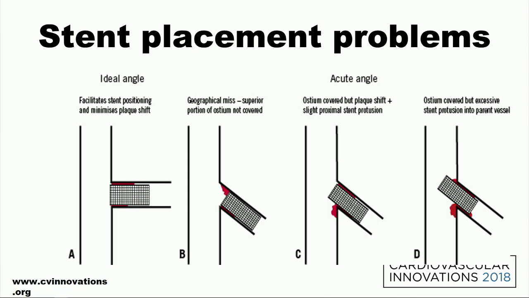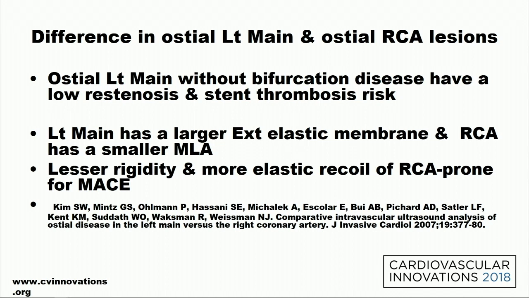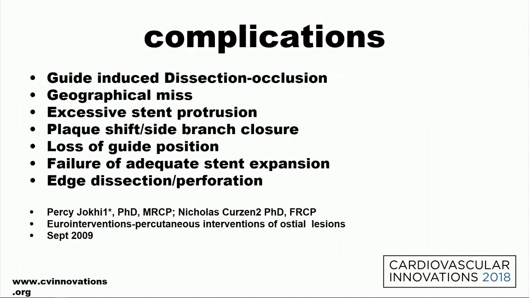And the problem is placing the stent. Very rarely do you get that first picture, an ideal position to place a stent. Either you can miss the ostium, or if you place the stent, you can cause carina shift, or protrude too much of the stent into the vessel. The difference between ostial left main and ostial RCA is that ostial left main usually has a low restenosis and stent thrombosis risk, as it has a larger external elastic membrane. The right coronary artery interestingly has a small MLA but a large amount of muscular tissue around it, so it's more prone to restenosis and stent thrombosis.